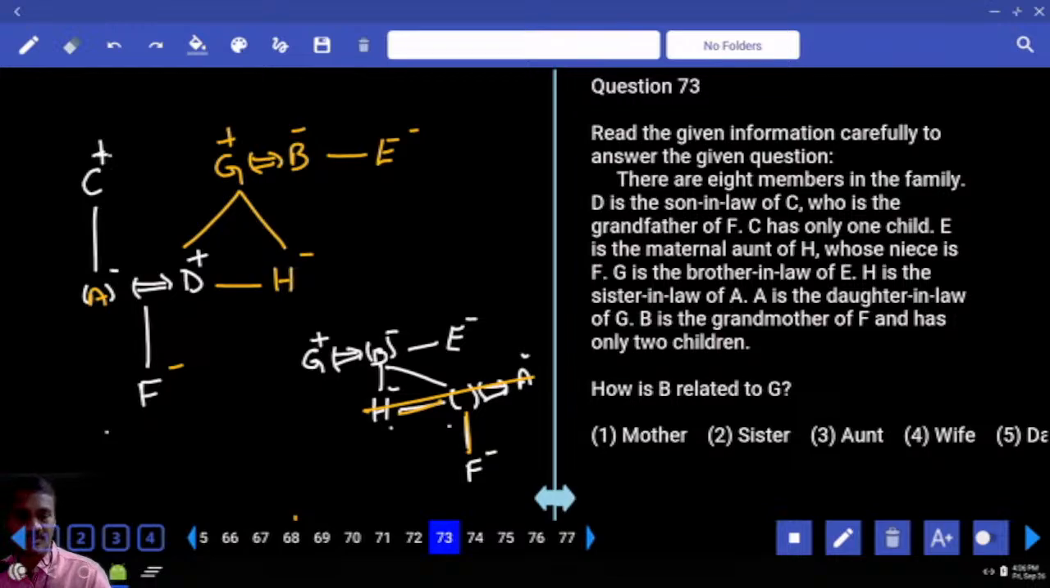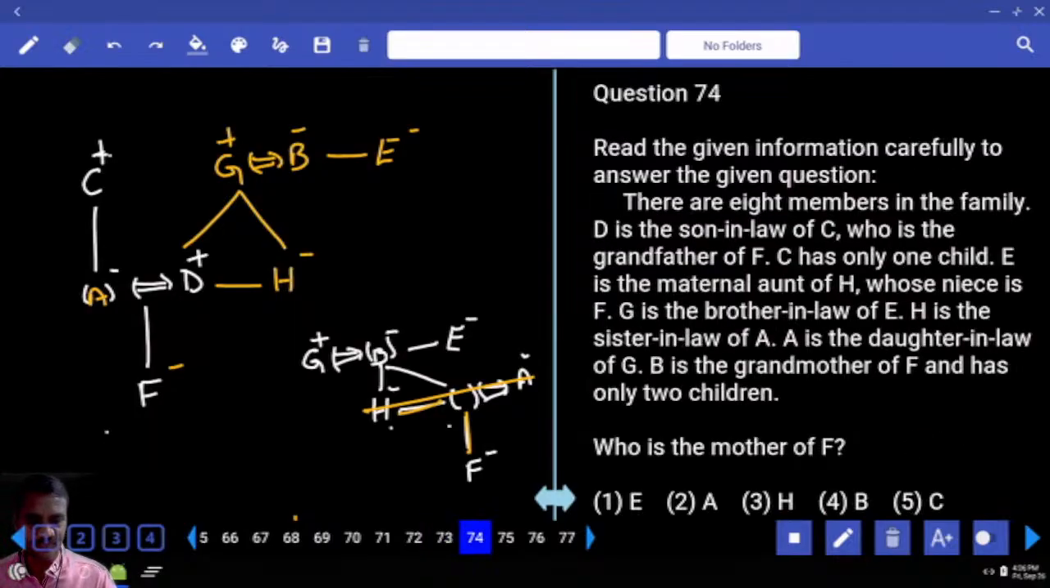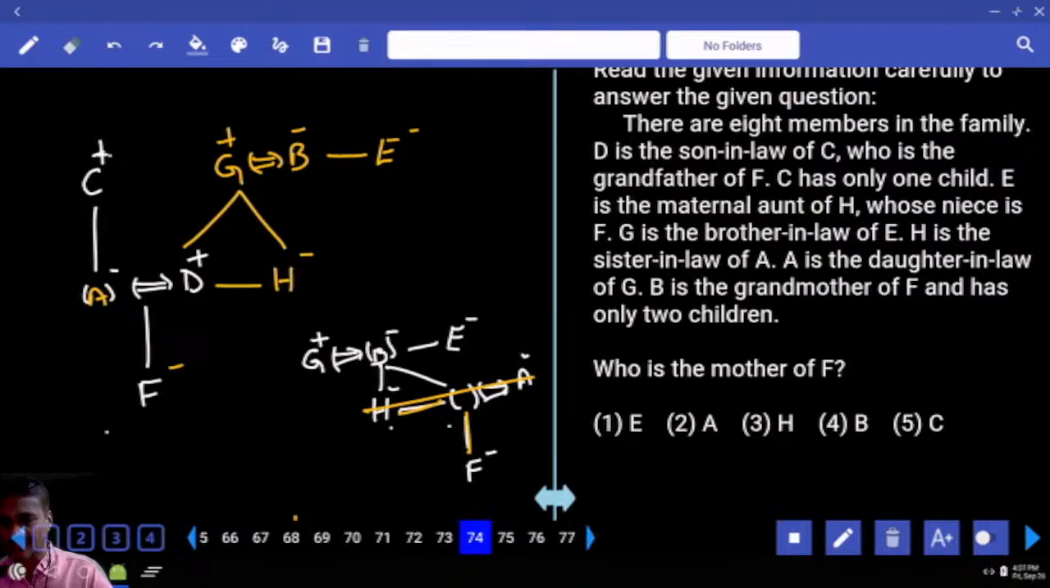Done? Then how is B related to Z? B is G's wife, that is choice 4. Question 74. And who is the mother of F? F's mother is A, choice 2.